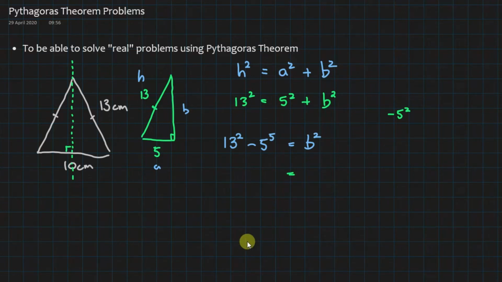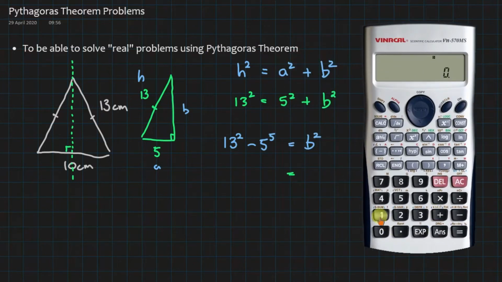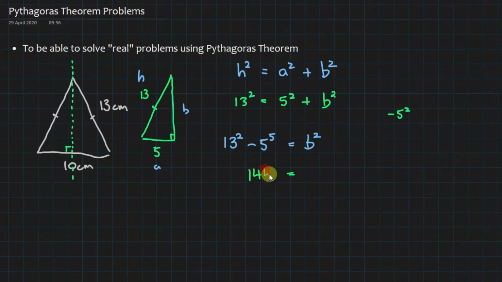Where's my calculator? Oh, there it is. So calculator comes up, I want 13 squared minus 5 squared, and that gives me 144. Now if you remember previous lessons, you don't have to show 144 as b squared. We know we want to find what b is. How do I find b from squaring? You take the square root of both sides. So b is the square root of 144. If you didn't know, square root of 144 is 12 centimetres.